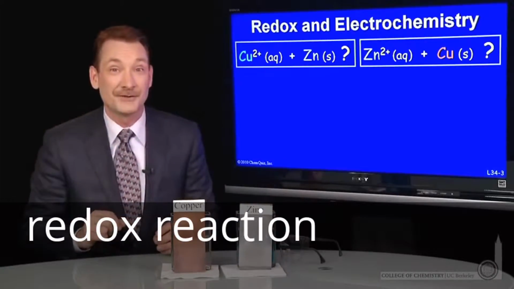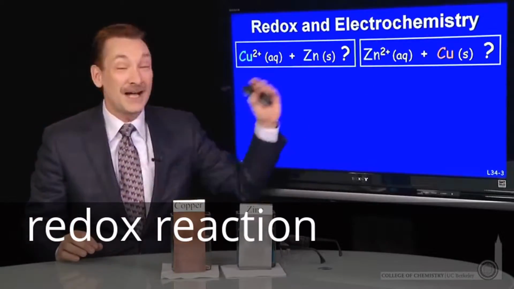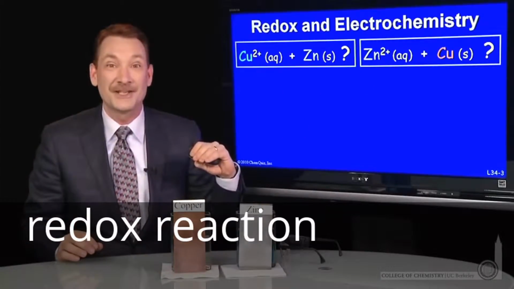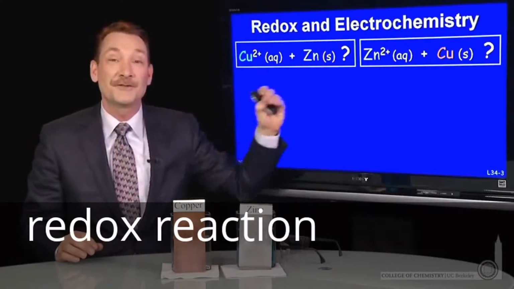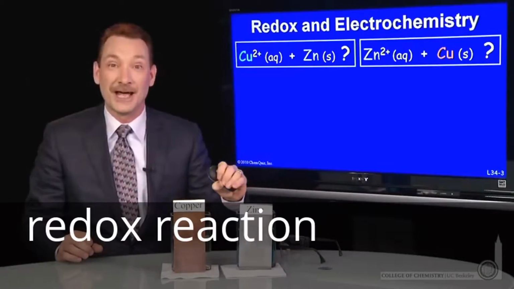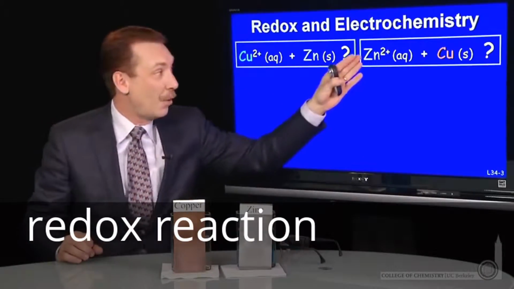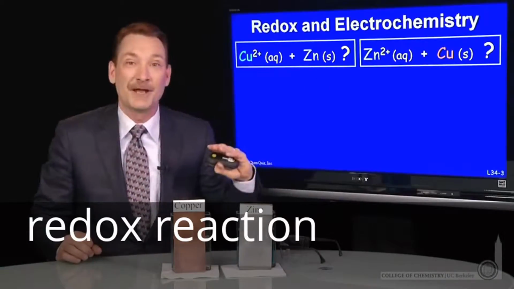Electrons can also be transferred in chemical reactions from one compound to another. I've written possible electron transfer reactions here. When electrons are transferred, we call them reduction-oxidation reactions, or redox reactions. Here's copper ions and zinc metal, or zinc ions and copper metal.